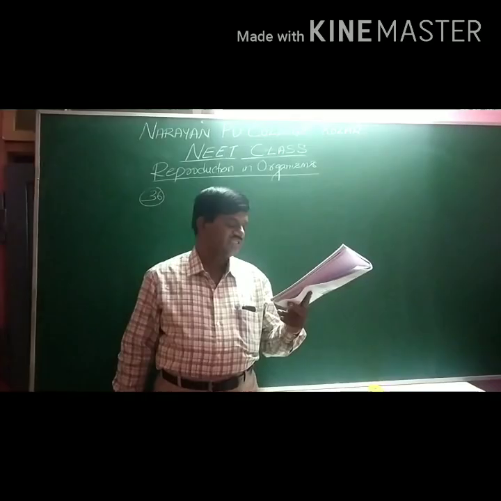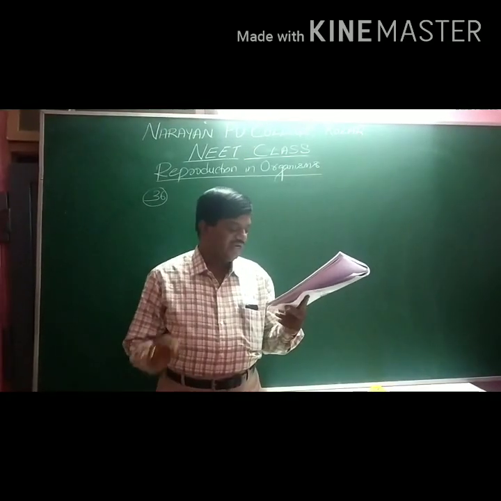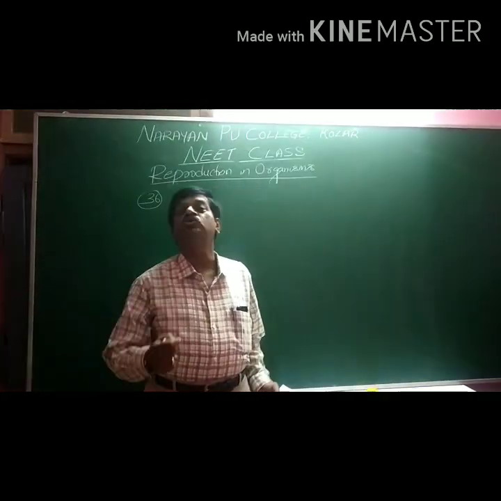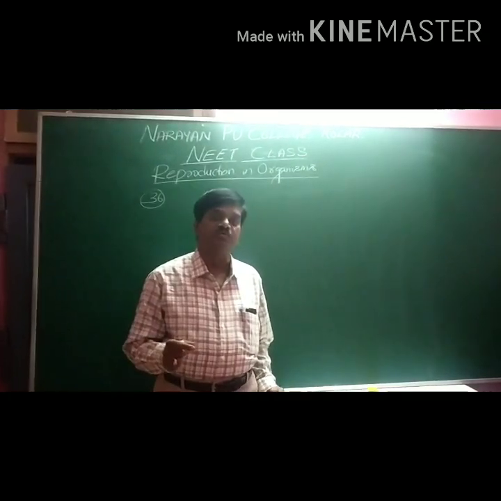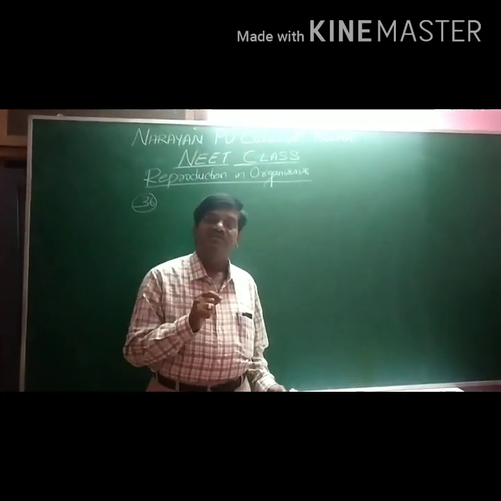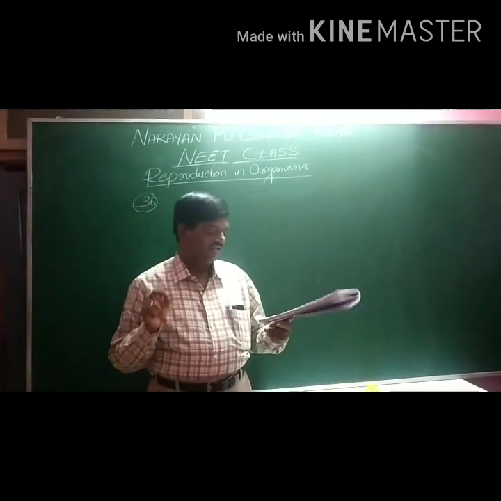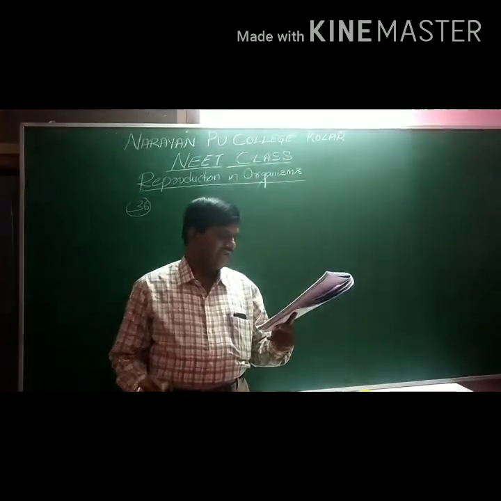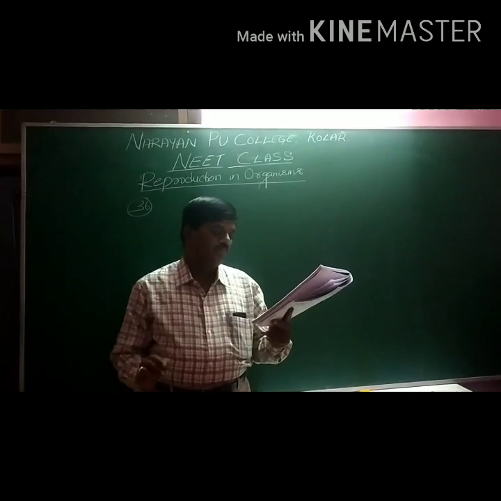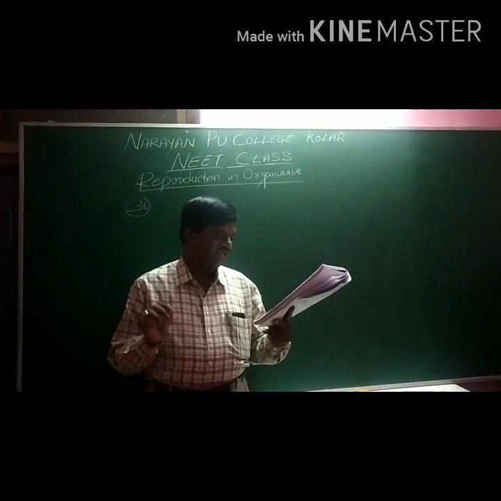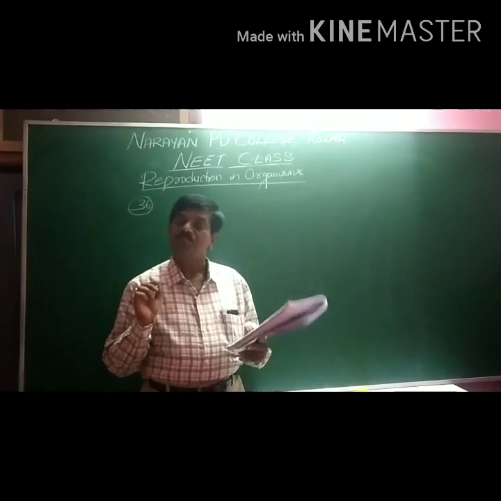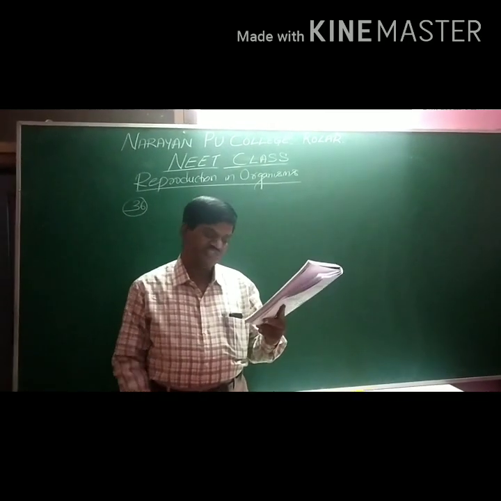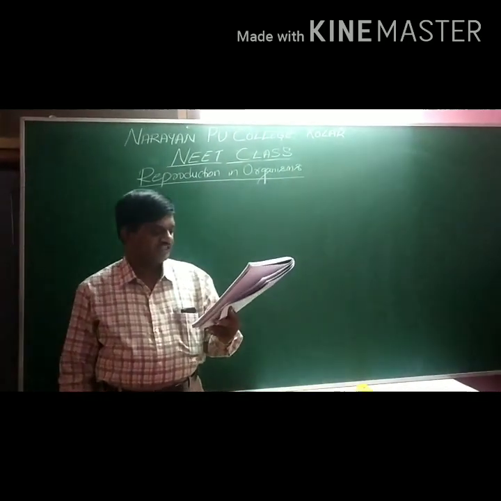The fourth option is budding. Budding is nothing but a small outgrowth produced from the parental body, and this bud is cut off or pinched off. This can be noticed in Hydra. So the right answer for this is budding. So in Hydra, asexual reproduction is by budding. So the fourth option is right. We'll go for the next one.